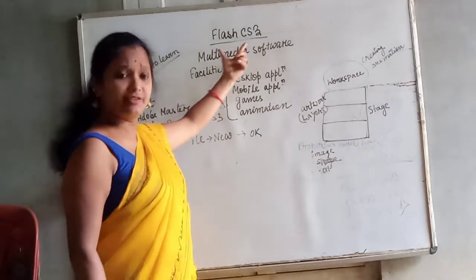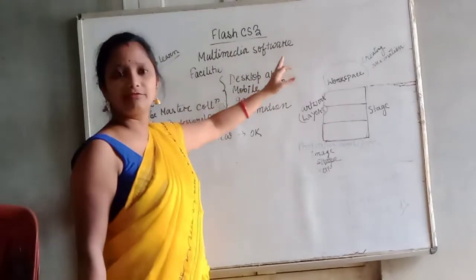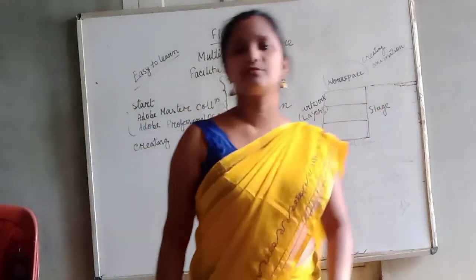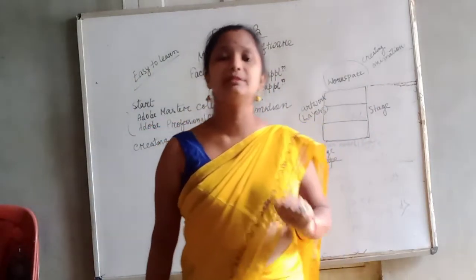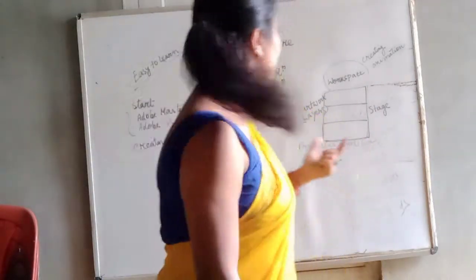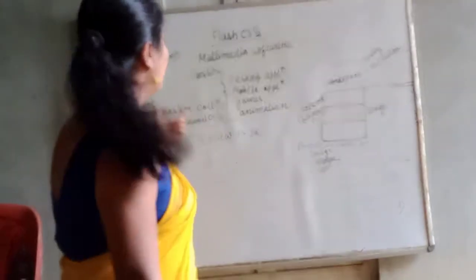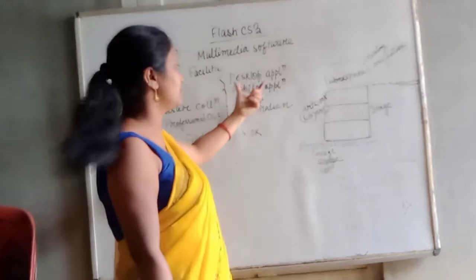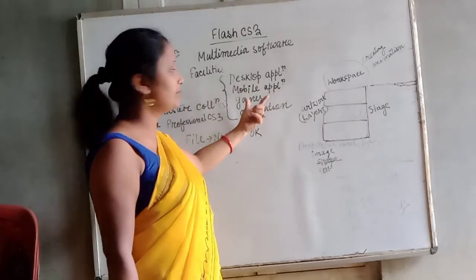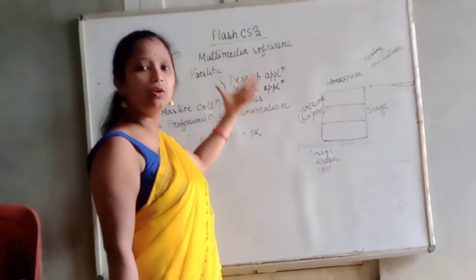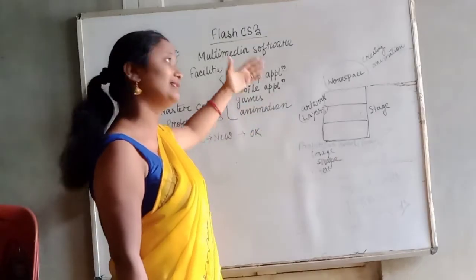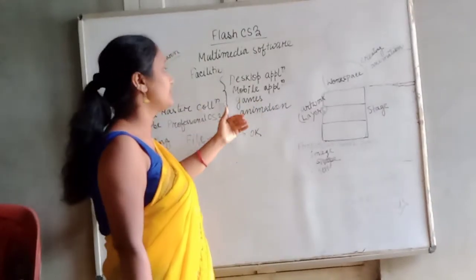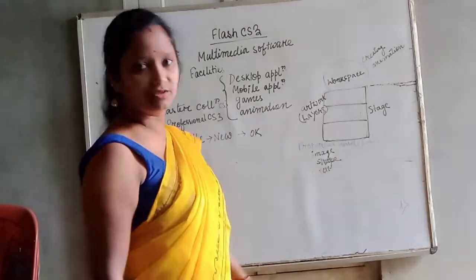Flash CS3 is a multimedia software. Multimedia means we can do multiple things in a software. What are the things we can do? We are going to discuss the facilities here: desktop applications, mobile applications, games, animation. All these things we can do in Flash CS3. We can do different types of editing in Flash CS3.